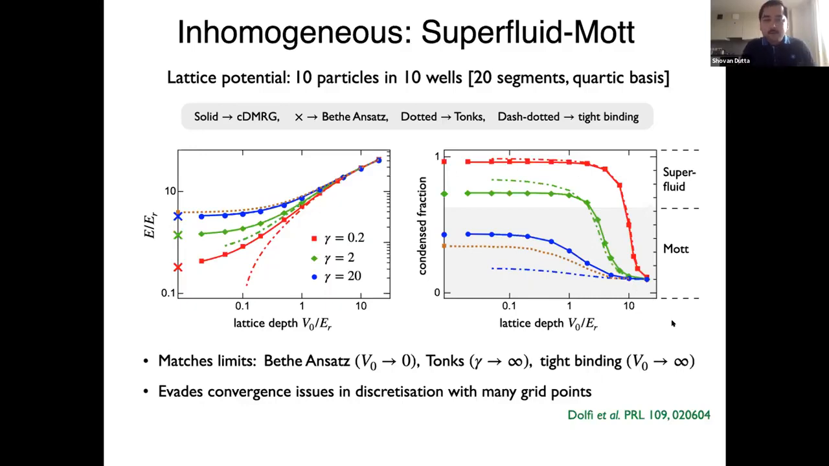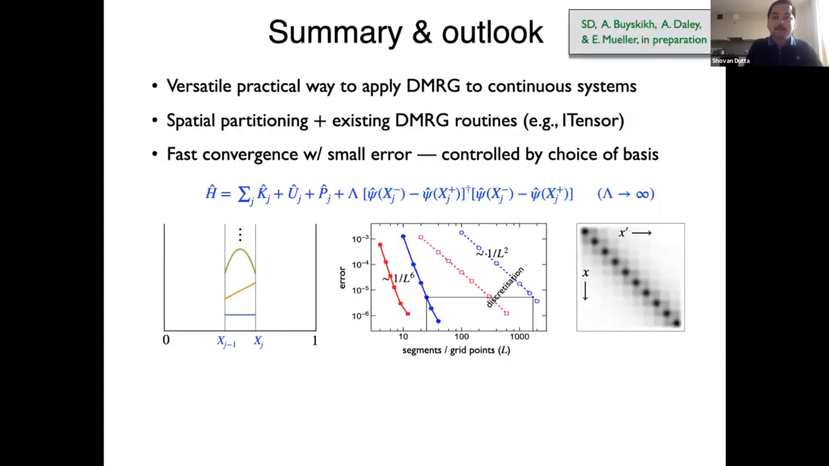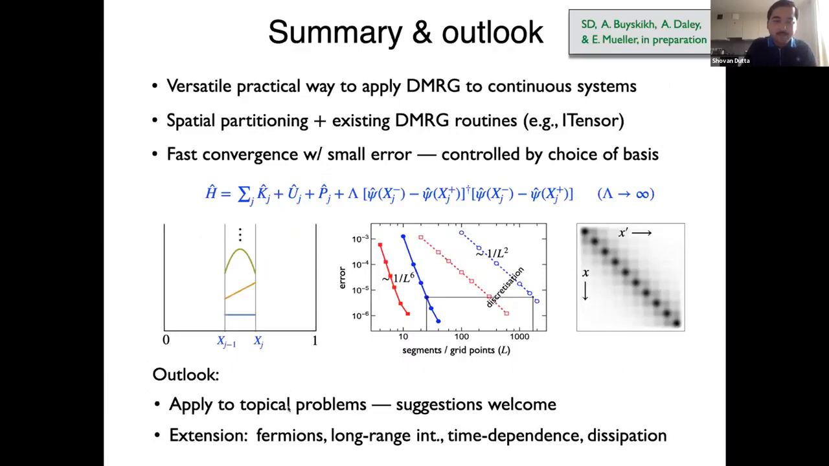Okay, I think I will conclude without going into further details. I'm happy to answer any questions. So this is a versatile, practical way of applying DMRG to the continuous setting, and I've already told you the advantages. I'll just mention that the next step would be to apply this to interesting problems and to extend it to out of equilibrium or other physical settings.